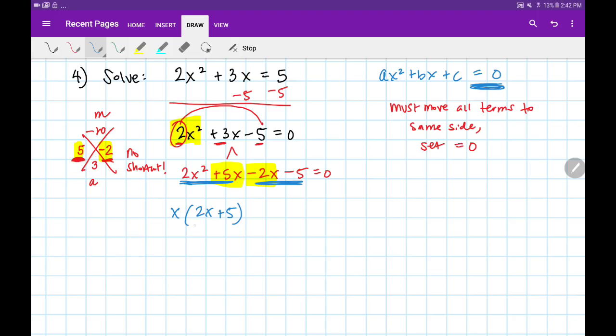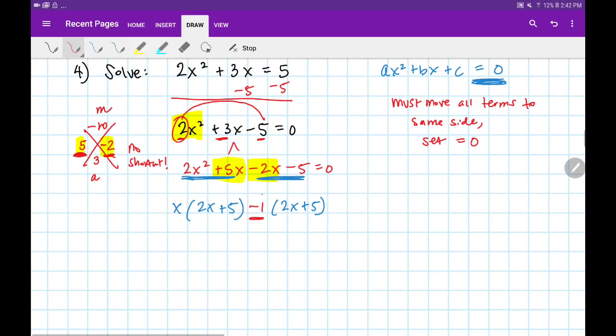Now we know if this parentheses is 2x plus 5, then the second one will also be 2x plus 5. So that missing number right here is going to be a minus 1. So when I multiply it in, I get the negative 2x minus 5 that I needed.